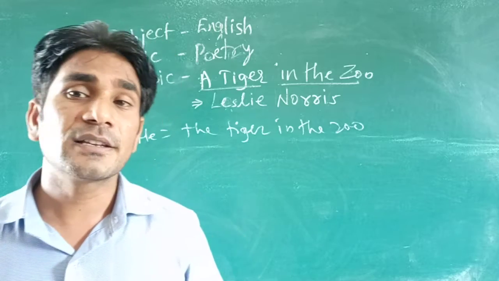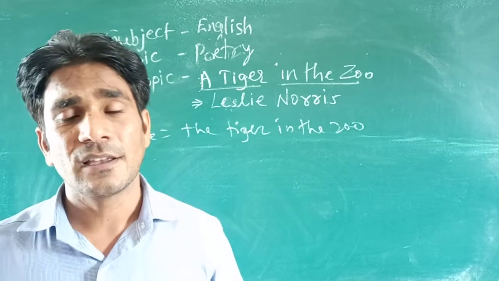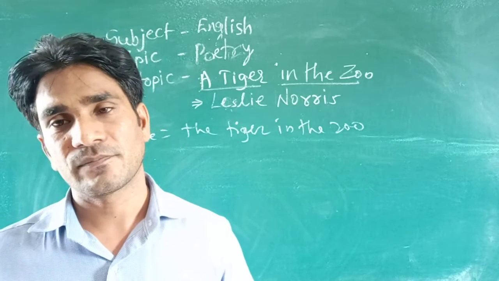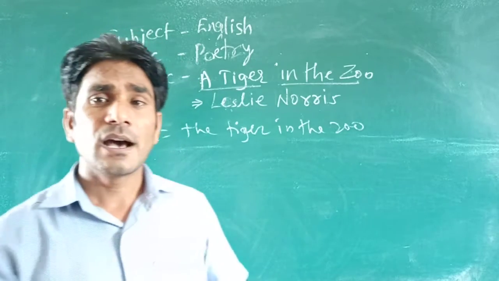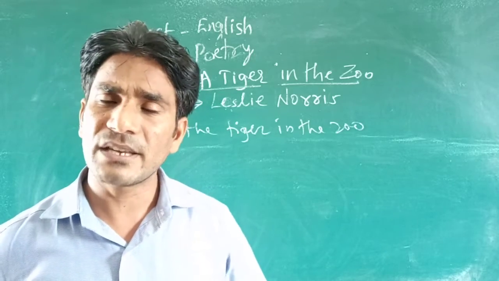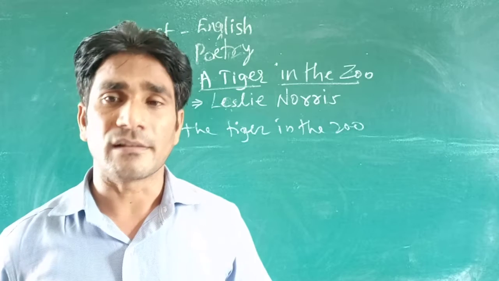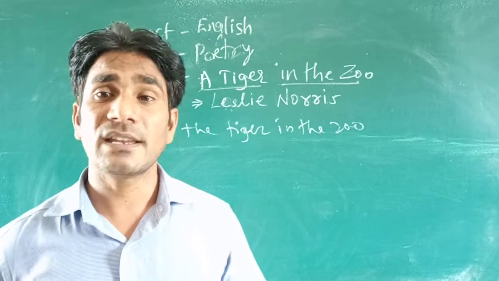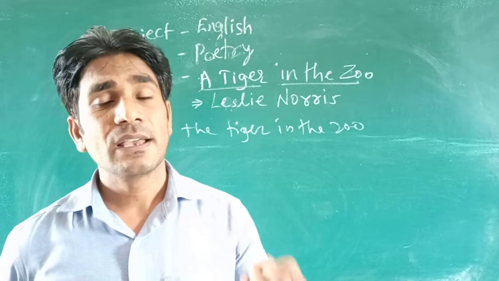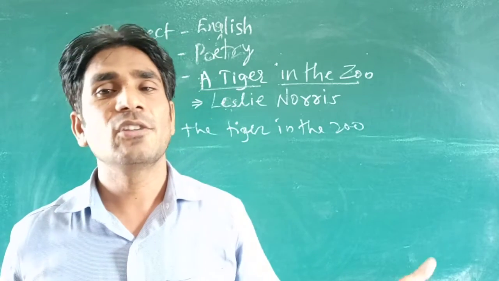And here the tiger, who is in the cage, is just walking a few steps in his cage, walking around, just measuring the length of his cage. And as we know, the length of the cage is limited. So he is just walking a few steps in the cage, ignoring the visitors.